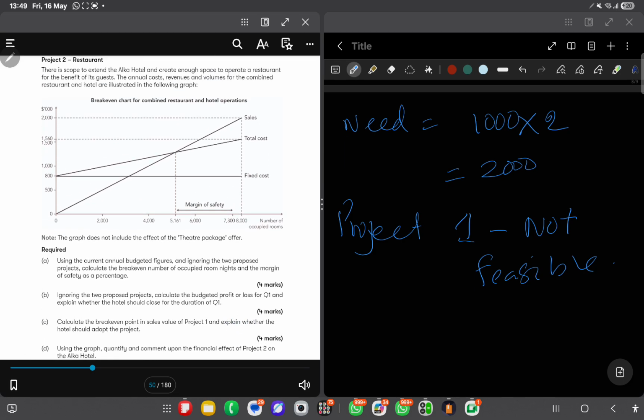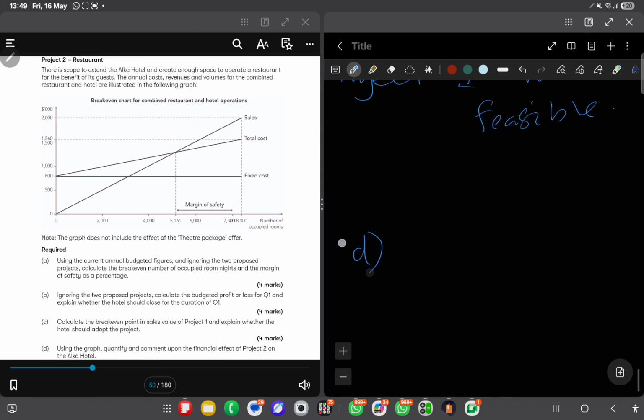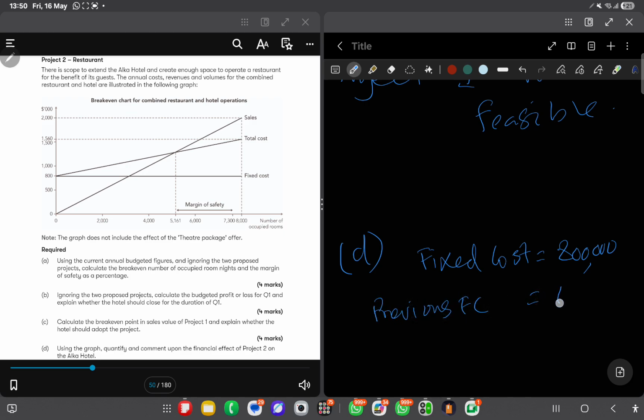Now if you look into the graph, you can see the fixed cost. How much is the fixed cost as per the diagram? 800,000. But originally the question told the previous fixed cost was 600,000. That means our fixed cost is increased by 200,000 because of the implication of project 2.